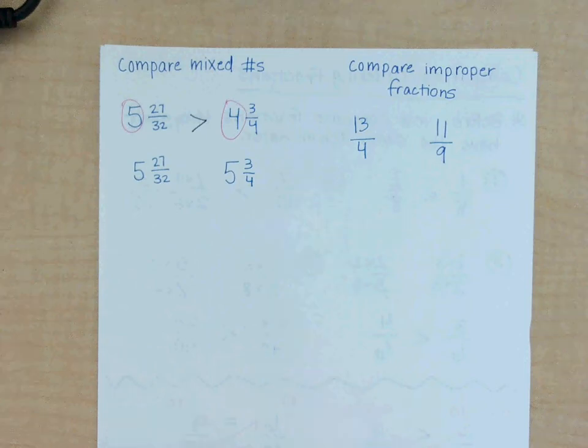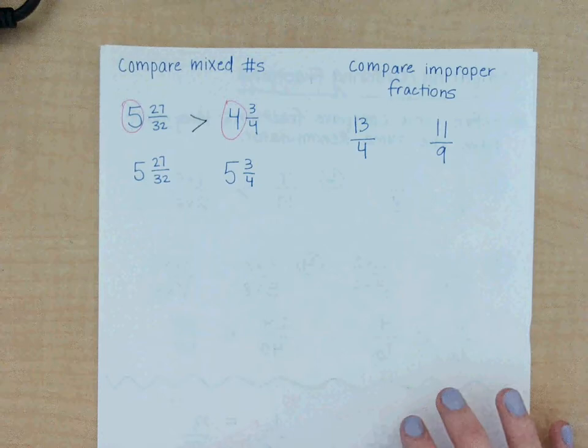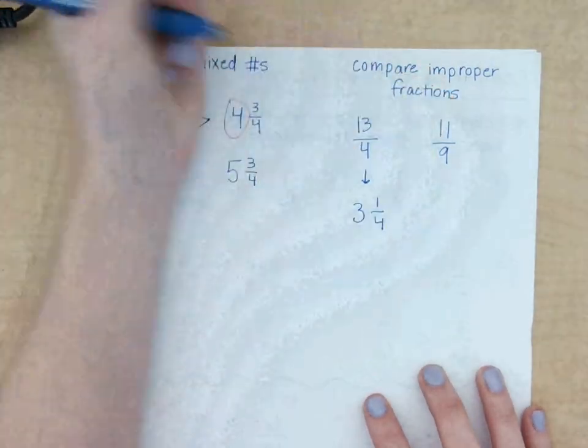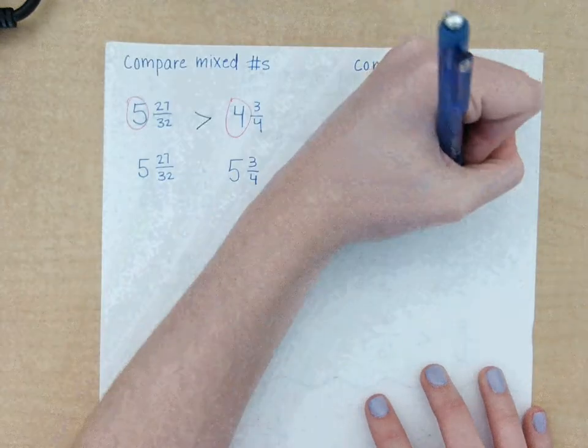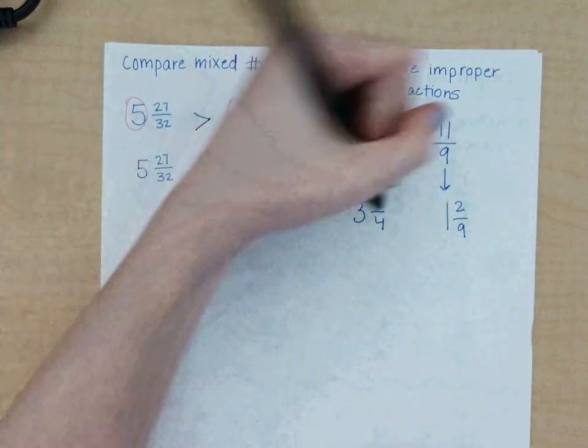I would change it to a mixed number and then compare, because you might get lucky and the whole numbers will just be a dead giveaway. So 13/4 as a mixed number would be what? 3 and 1/4. What about 11/9? 1 and 2 ninths. Can you compare these now?